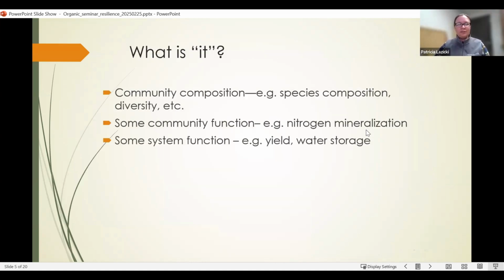So when I say how far it moves, what is it? There's a lot of different functions that people measure. A big one is community composition, whether that's species in a grassland or microbial community in a soil. The diversity. Also, people talk about it in terms of some community function. For example, nitrogen mineralization in a soil system can be changed by a stress, and then you can measure how it goes back to its normal state. And then on a higher level, some broader system function, usually something that you want to happen. So something like crop yield or the ability of a landscape or a soil to store and provide water. There are others, but these are just examples of things that people measure, how far they move, how they get back.